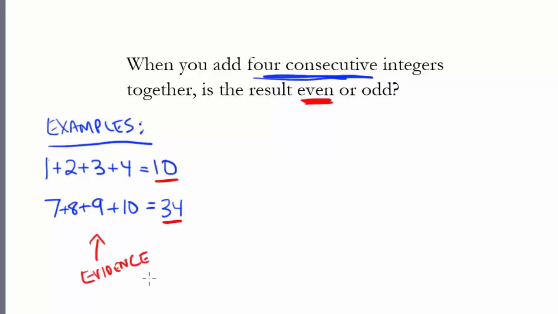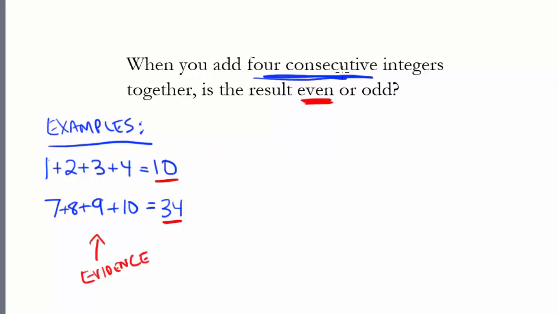But the only way you could show it's always true by using examples is to use all of the possible examples of 4 consecutive integers. And how many possible 4 consecutive integers are there in the world? Well, it's an infinite number. This process of trying examples would never end. So what factoring gives us is a tool to create an argument to show that it will always be even. Let's take a look at how we could do that.